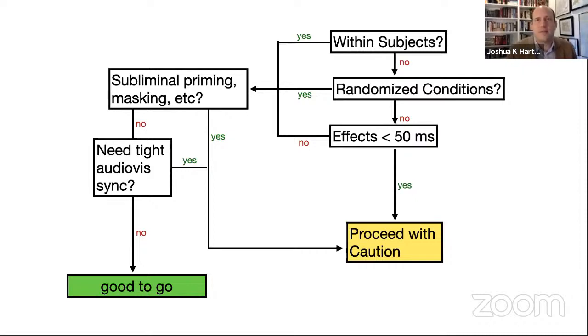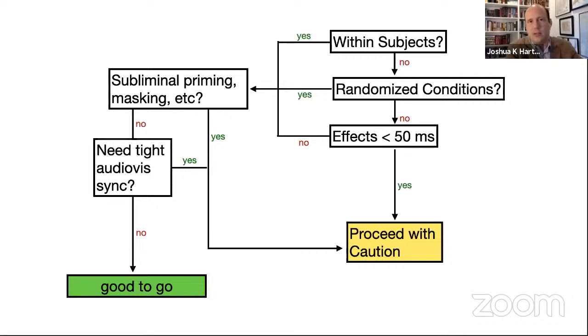For the other answer, if you're doing a between-subjects experiment that does not randomize people across conditions, and the effects you're interested in are smaller than 50 milliseconds, then you may need to proceed with some caution. This doesn't mean you can't do the study, but you'll want to be careful about, for instance, keeping track of what browsers and hardware people are using.